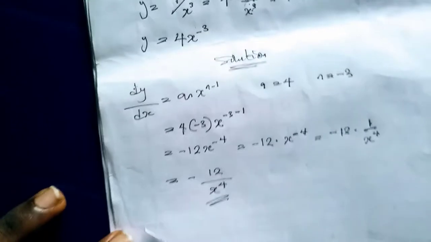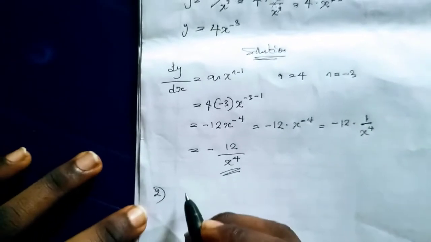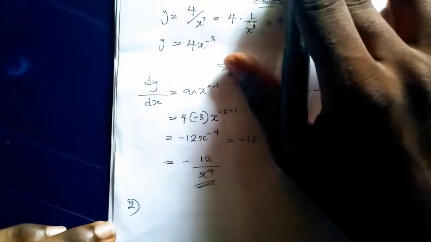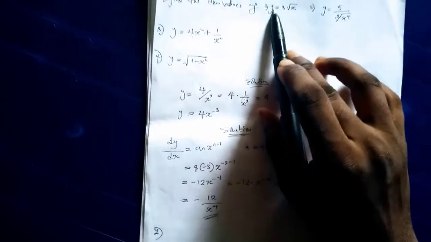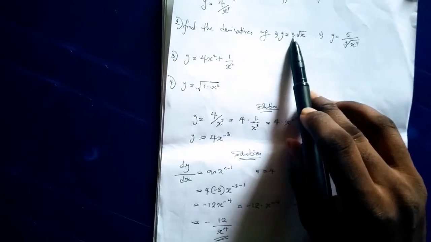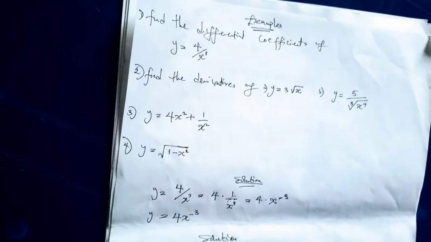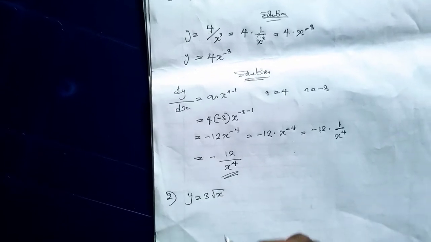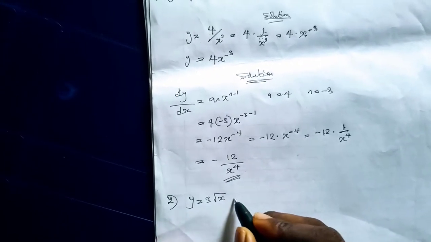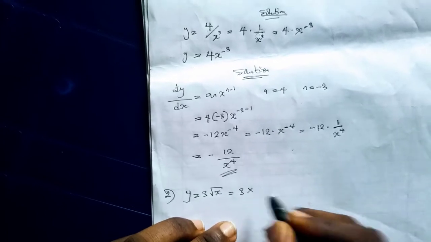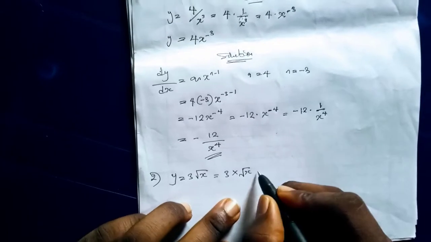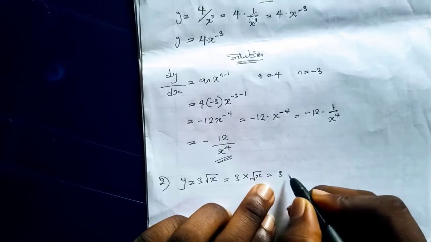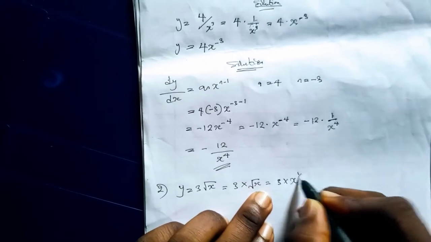So the second one, we're asked to find the derivative of y equal to 3 square root of x. Y equal to 3 square root of x. And like I've said, we can still separate this to say 3 times square root of x, which is still equal to 3 times x raised to power half.